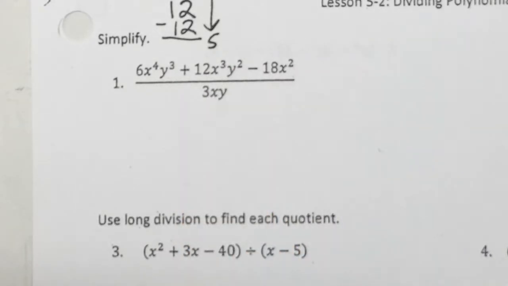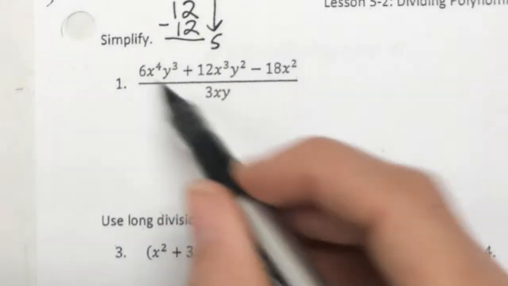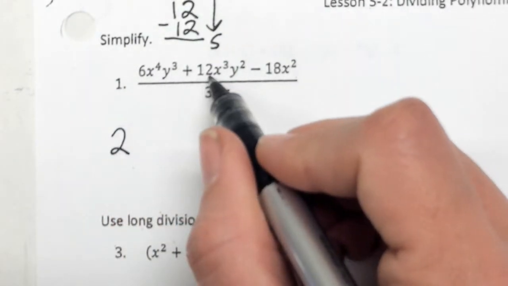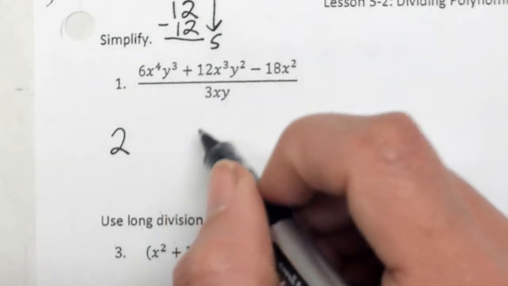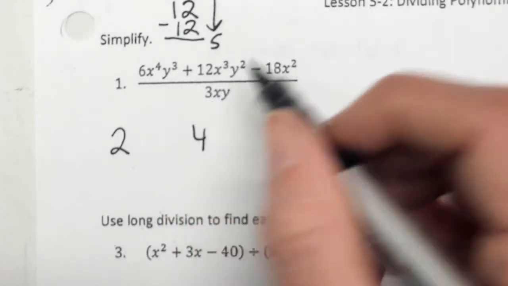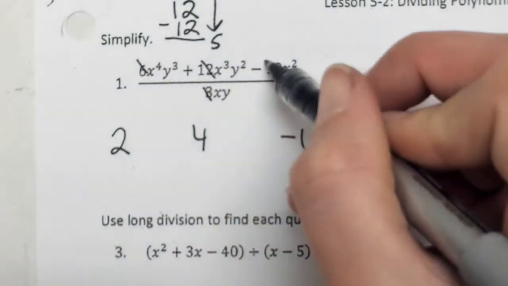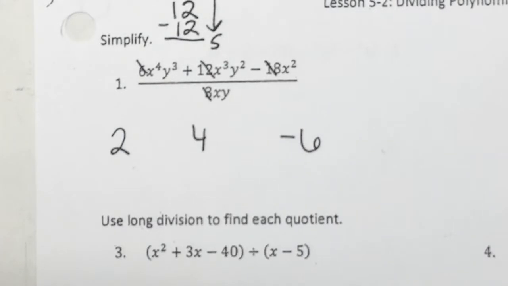Okay? So start with the coefficients. What's 6 divided by 3? 2. 12 divided by 3. And negative 18 divided by 3. Done with the coefficients.